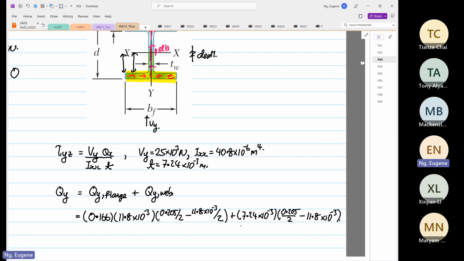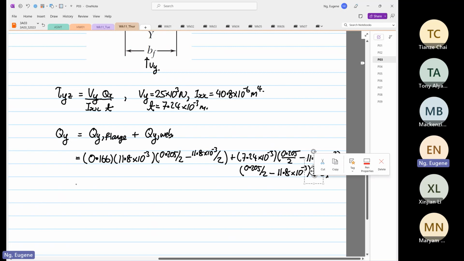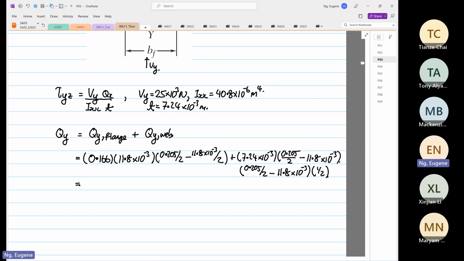And then the next thing I need to do is the same thing, minus 11.8 times 10 to the power minus 3 multiplied by half, because that's the distance of the centroid. So from here, this is equal to 0.205 divided by 2 minus 11.8 power minus 3 divided by 2, times 11.8 power minus 3, times 0.166, which is equal to 189.22 times 10 to the power minus 6.